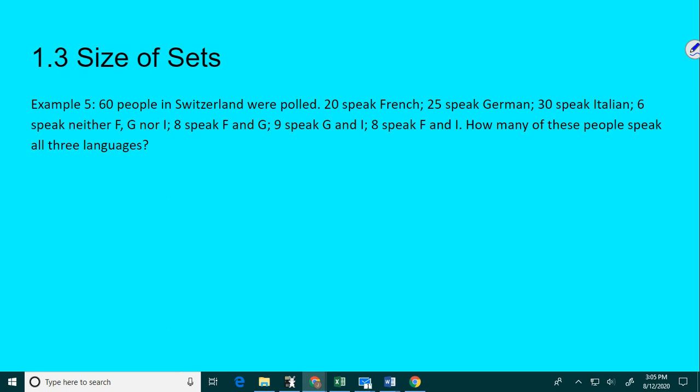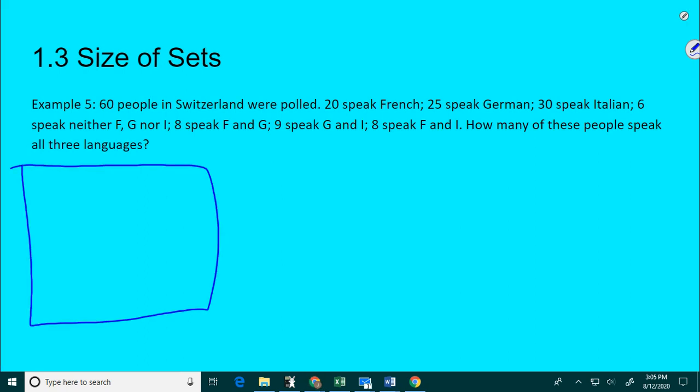Okay, so now we're going to introduce another formula with this problem, because this is one that is very, very difficult without using a formula. Okay, so we don't know our farthest inside part. So 60 people in Switzerland, okay, my homeland. I'm Swiss, for those that don't know, or part Swiss.